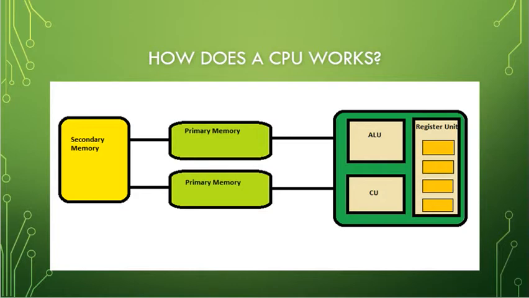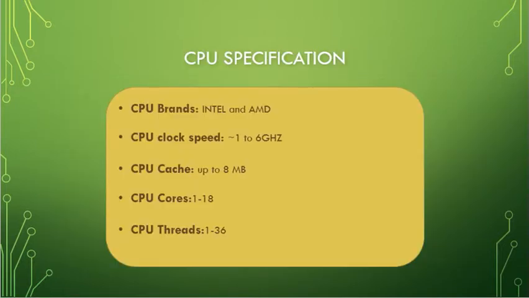And now let's talk about the CPU specifications. When you want to buy a CPU, you have to consider some factors. One of them is the CPU brand. There are 2 main brands for desktop computers. One of them is Intel, and the second one is AMD. It's mostly believed that Intel has better performance than AMD, and Intel is more expensive than AMD, so AMD is more budget friendly.